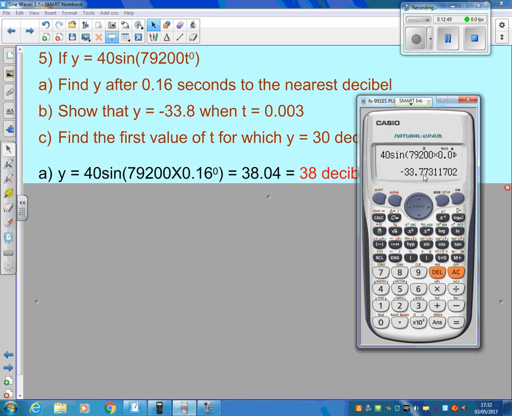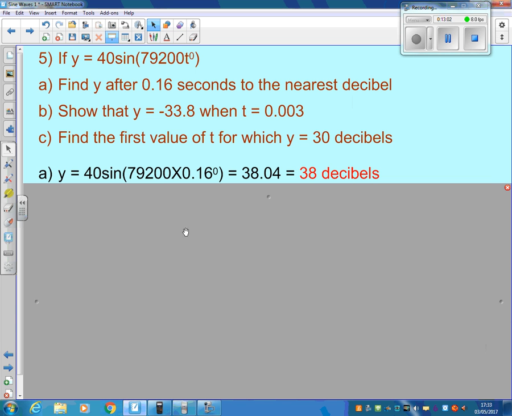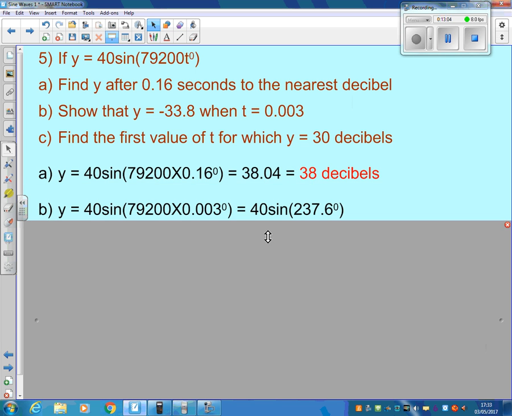Okay, that's the three significant figures, because obviously you can't actually do a photo of your calculator and slot it onto your answer page. So we have to do this. If it says show that, we must do it in steps. So let's do it in steps. Firstly, y equals 40 sine, and we replace the t by 0.003. You then work out the bit in the brackets.